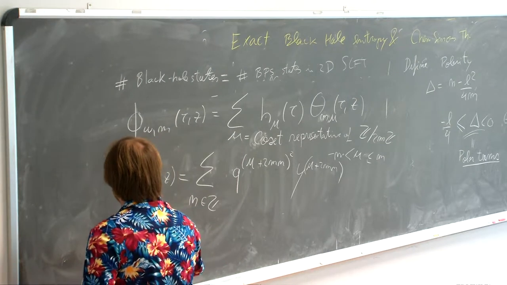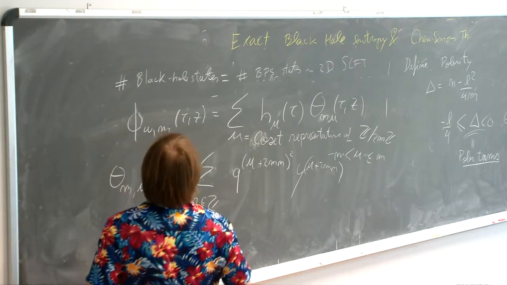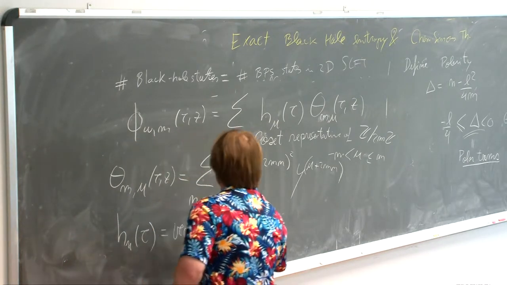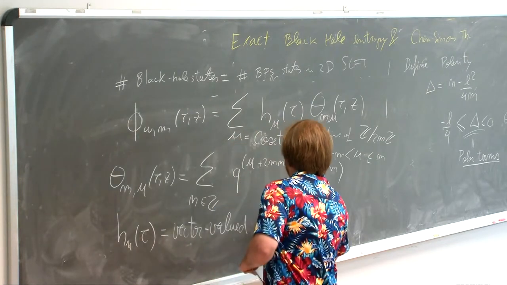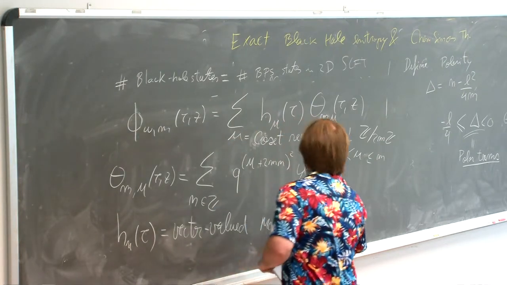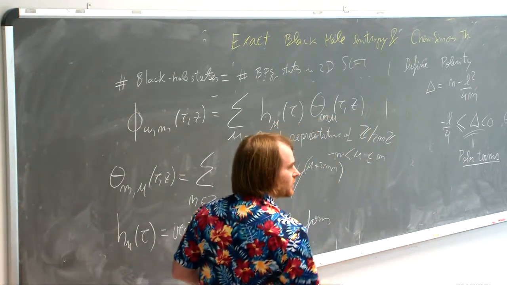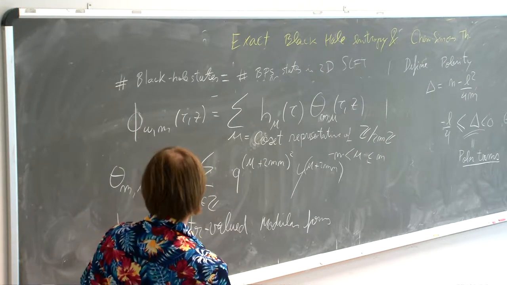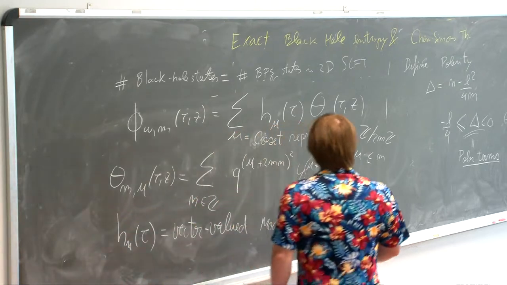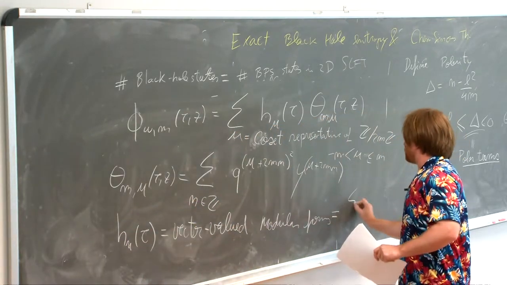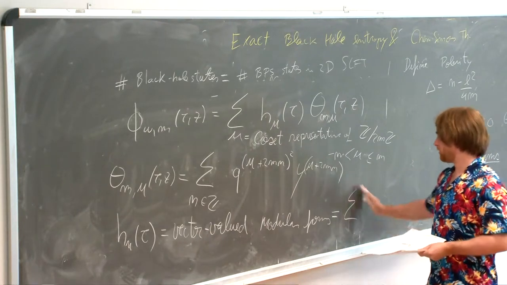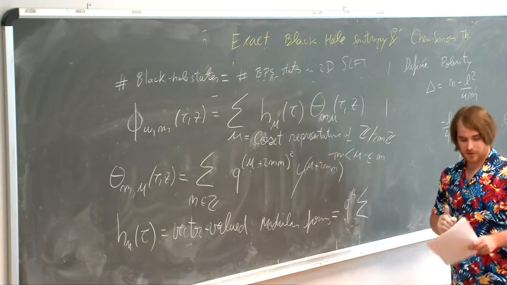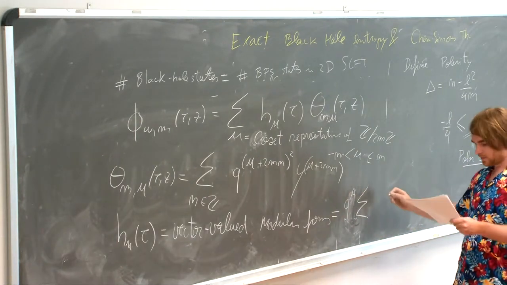And this h mu(tau), which is holomorphic in tau, is called a vector valued modular form. Modular, because there's only tau, and forms, because they have some weight. And there are modular transformations. This h mu(tau) can be expanded in a Fourier expansion, but there is a slight and very important difference from the rest.